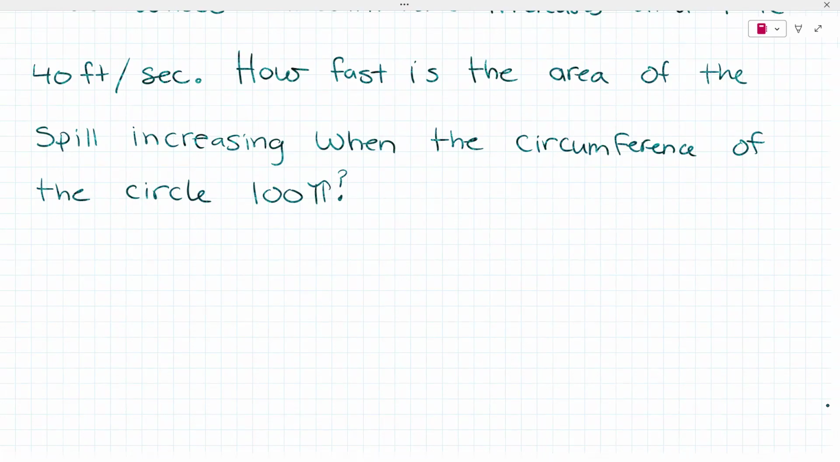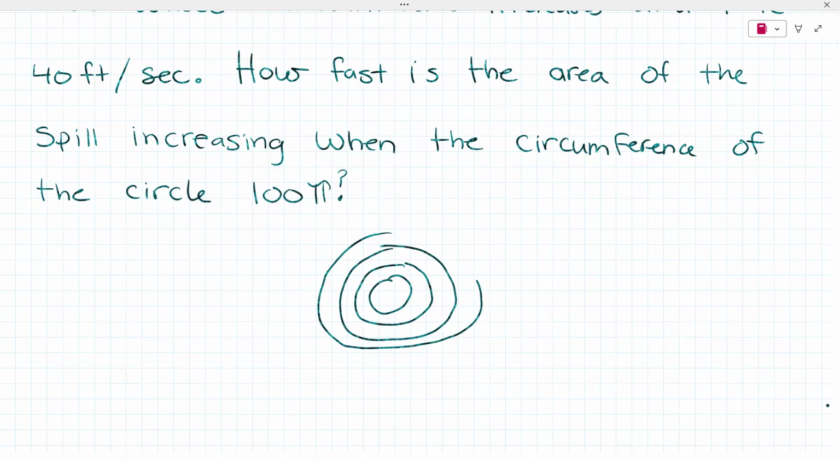So this oil spill would look like this. Here's the ocean. Here's the water. Here's the center, and then it just starts to trickle, like some kind of ripple effect. It just grows and grows, in a circle. Okay, let's just list everything we know.